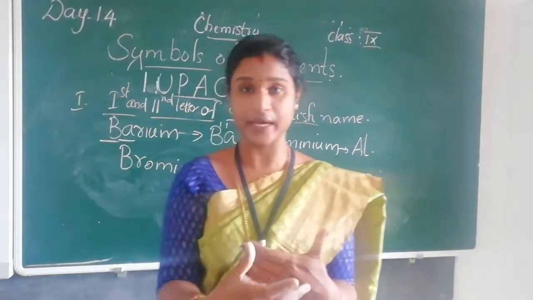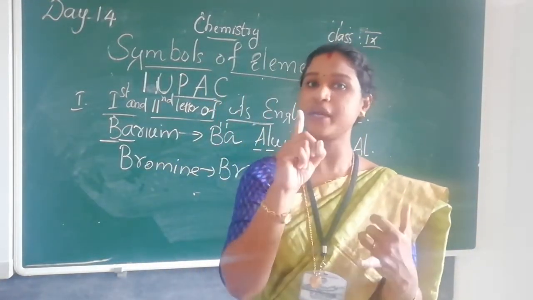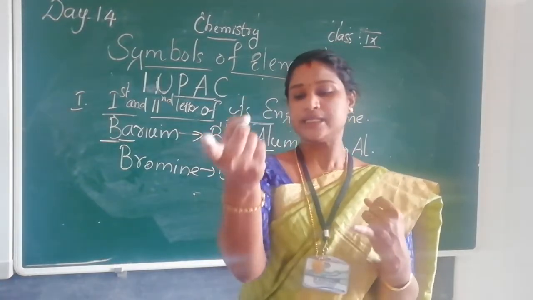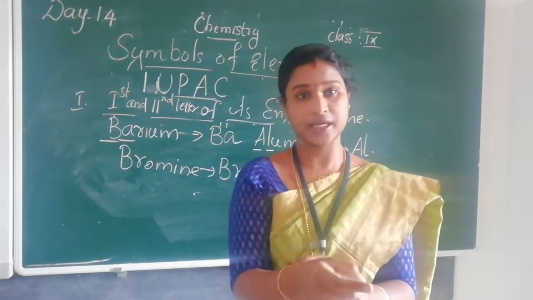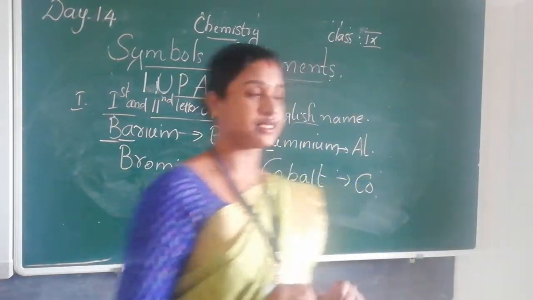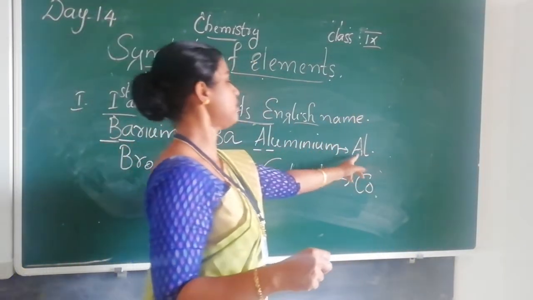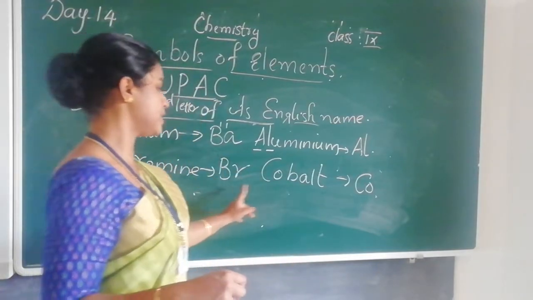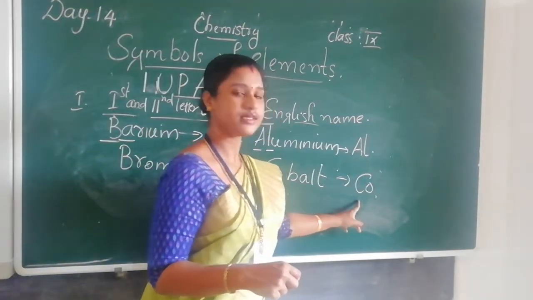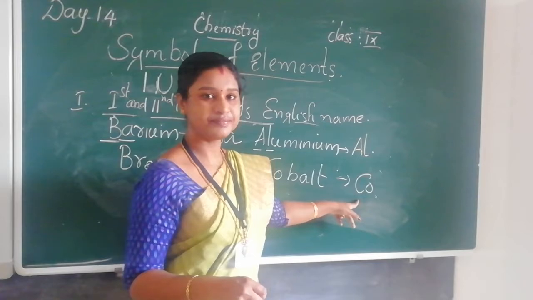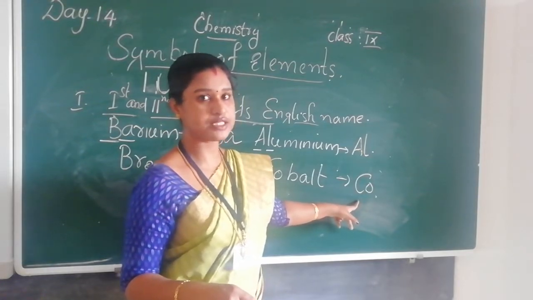What are the rules behind it? The first rule is: by taking the first letter of its English name. The second one is: by taking the first and the second letter. Let's listen here. Barium, BA, aluminium, AL, bromine, BR, cobalt, CO. Okay, it lines up. Do you all understand this one?